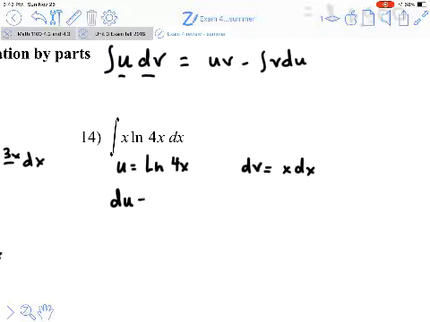Now if we take the derivative of the natural log, it's 1 over 4x multiplied by the derivative of 4x, which is 4. So du equals 1 over x dx. v is the antiderivative of dv. The antiderivative of x is x squared over 2.